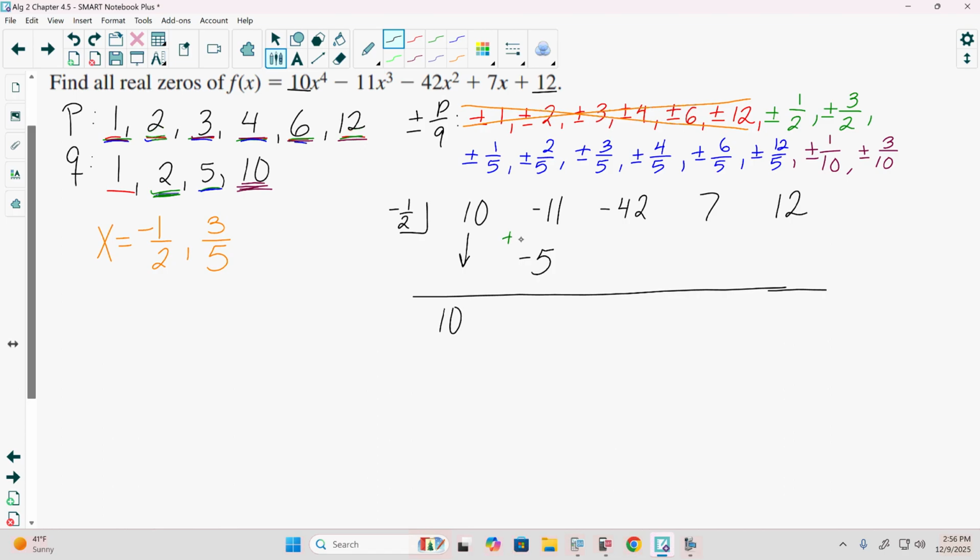Negative 11 plus negative 5 is negative 16. Negative 1/2 times negative 16 is positive 8. Negative 42 plus 8 is negative 34. Negative 1/2 times negative 34 is positive 17. 17 plus 7 is 24. Negative 1/2 times 24 is negative 12. And 12 plus negative 12 is 0.